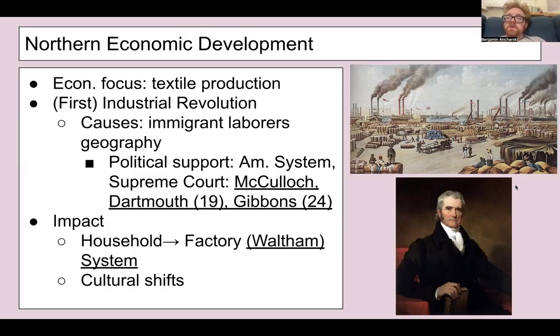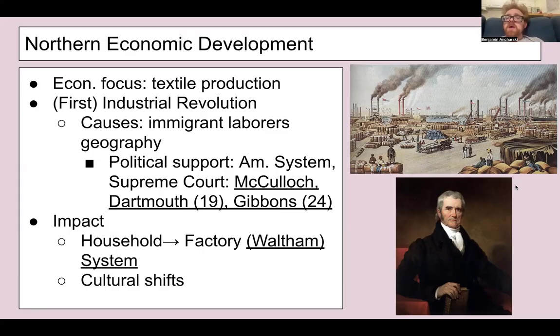Again, all of these Supreme Court cases have the effect of increasing federal support for private businesses, whether that be the legality of the Bank of the United States with McCulloch v. Maryland, whether that be the right of contract with Dartmouth v. Woodward, or whether that be the guarantee of monopolies approved by the federal government under Gibbons v. Ogden.